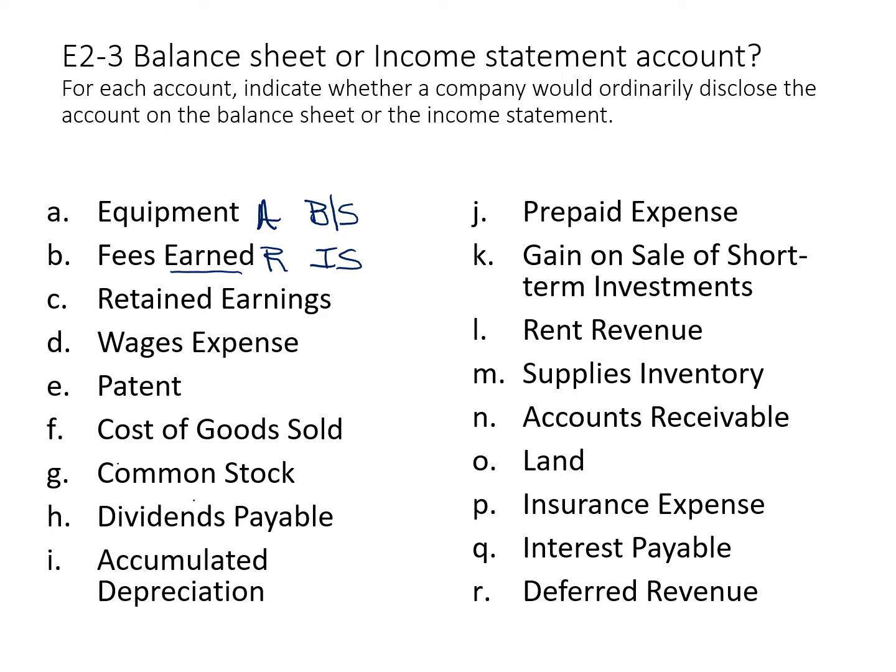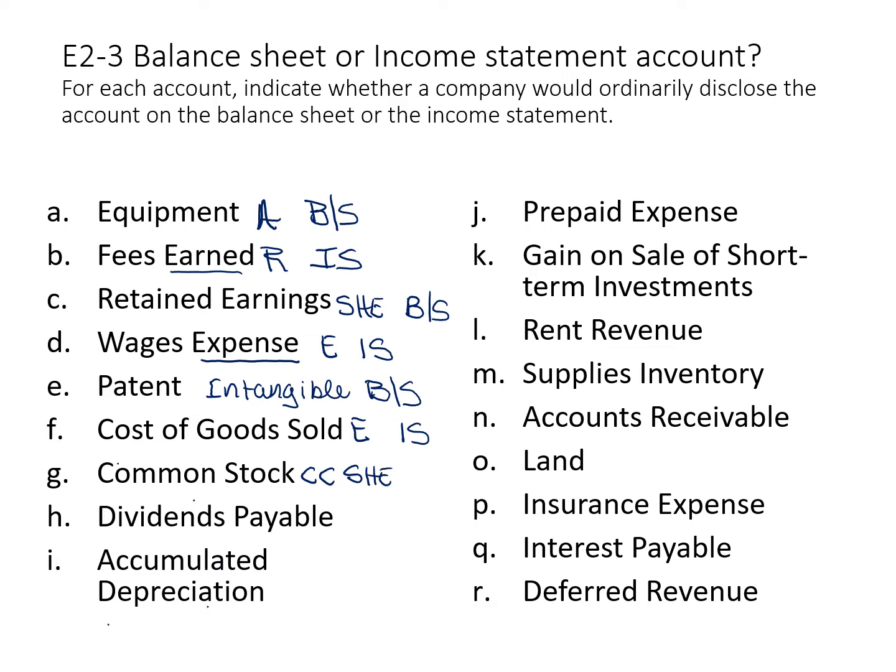Retained earnings is a SHE account, so it will be on the balance sheet. Wages expense is an expense, so it's going to be on the income statement. Patent is an intangible, and it's an intangible asset, so it belongs on the balance sheet. Cost of goods sold is an expense, so it's on the income statement. Common stock is contributed capital, or it's a SHE account. Yeah, you're right. It goes on the balance sheet.